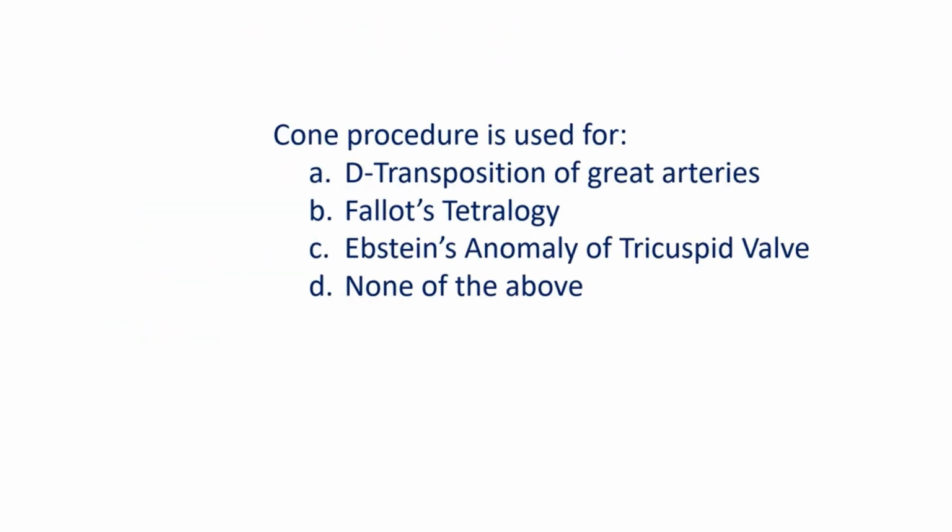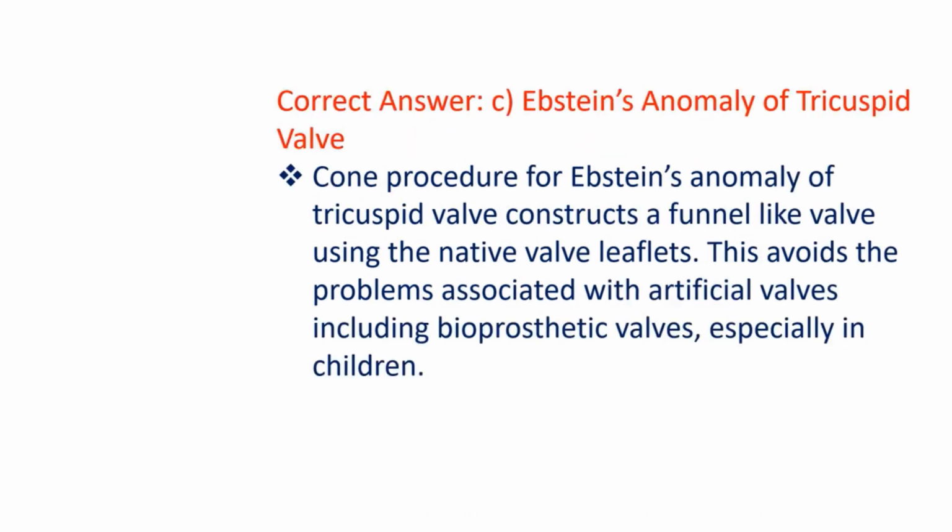Cone procedure is used for A. Detransposition of great arteries, B. Fallot's tetralogy, C. Epstein's anomaly of tricuspid valve, D. None of the above. Correct answer C. Epstein's anomaly of tricuspid valve. Cone procedure for Epstein's anomaly of tricuspid valve constructs a funnel-like valve using the native valve leaflets. This avoids the problems associated with artificial valves, including bioprosthetic valves, especially in children.